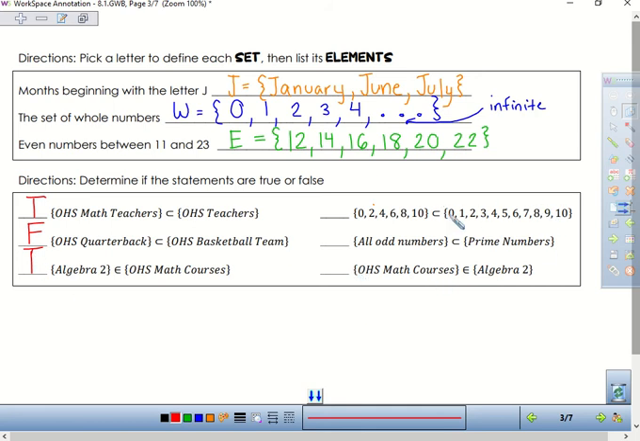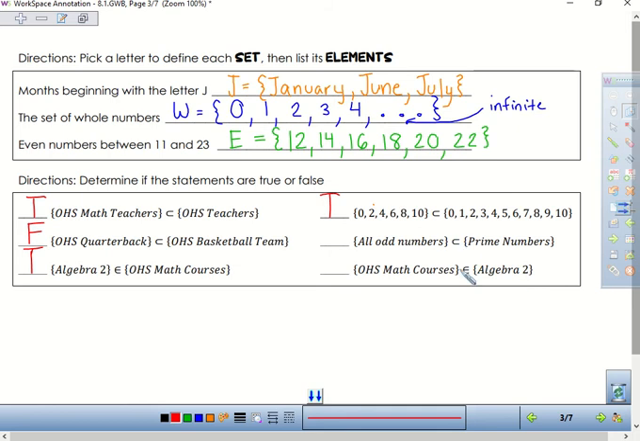If we took the set of numbers 0 through 10, are the even numbers of that set a subset of it? Yeah. Because all these numbers are included in this set. There's no extra ones.